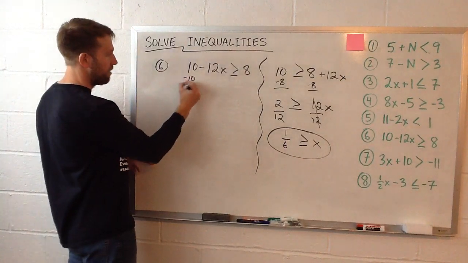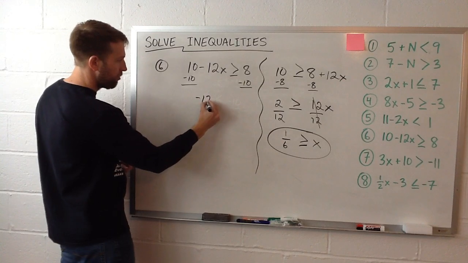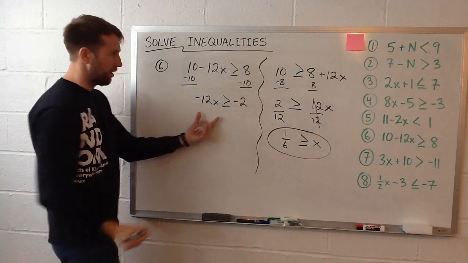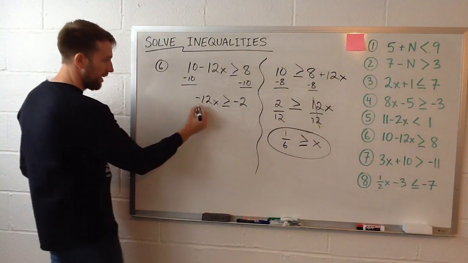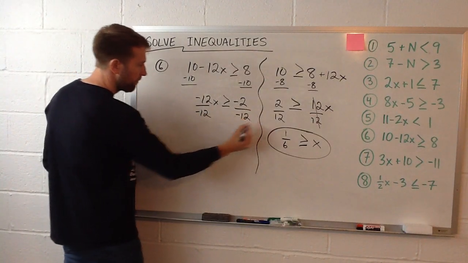Here's positive 10. I'm going to get rid of it. I have negative 12x's and negative 2. Take a look over here. I have positive 12x's and positive 2. So it's going to cancel out, be the same thing in just a minute.